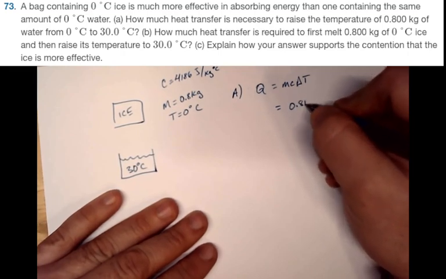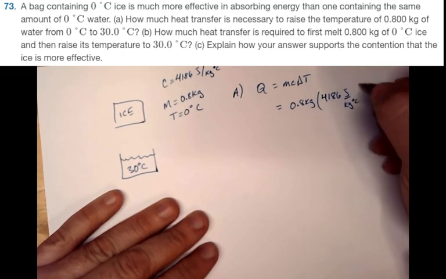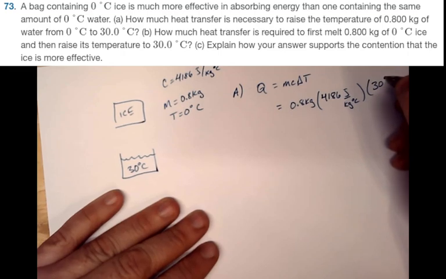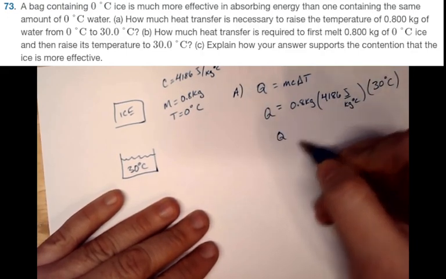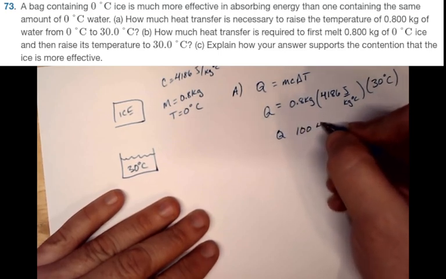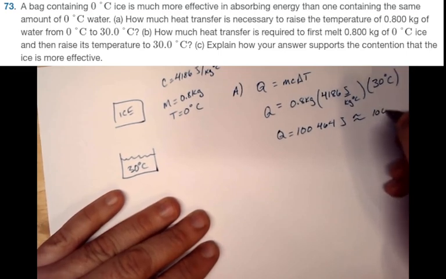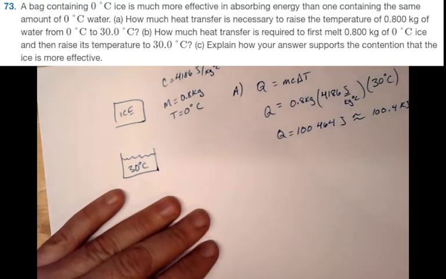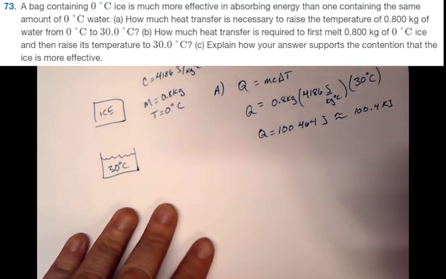So 0.8 kilograms, 4186 joules per kilogram degrees Celsius. And then our delta T is 30 degrees Celsius because we're going from 0 to 30. And so our heat that we need is almost exactly 100,000 joules, which I want to say is 100.4 kilojoules. That's a perfectly reasonable way to express that. Right? Because we'll see when we look at the latent heat, when we look at ice melting, some tables use kilojoules as the unit.